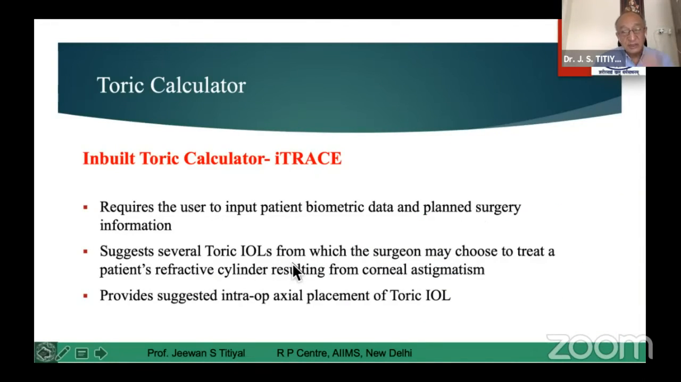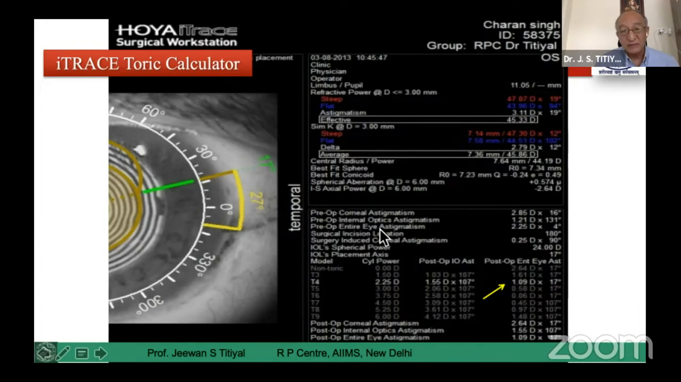The inbuilt toric calculator, which is there in iTrace, many people may not be using today in this generation of various IOL formulas and optical biometry available, because this device doesn't give you axial length. There's a major flaw in this. Otherwise, this gives you all the other parameters. So still, it can give you a good toric calculator based on the entire set of parameters which you can feed here. You can have the current central corneal power, best fit sphere for a conicoid, spherical aberrations, and inferior-superior axis power difference; all are available here.